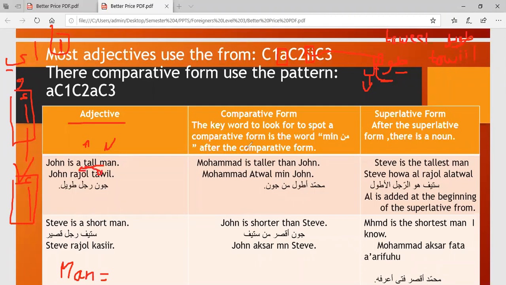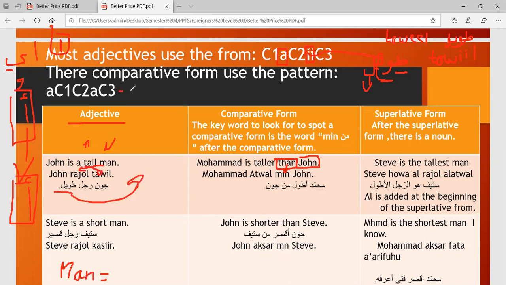If you want to say this sentence in the comparative, for example, Muhammad is taller than John, you know the sentence is in the comparative form from the word then. What do you mean by then in Arabic? It's min.